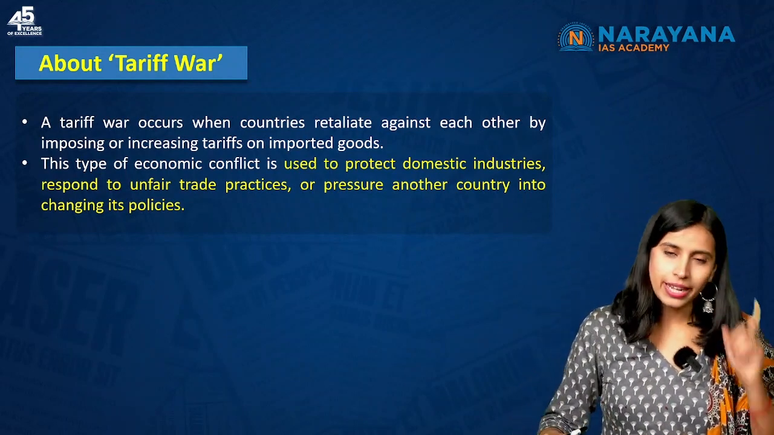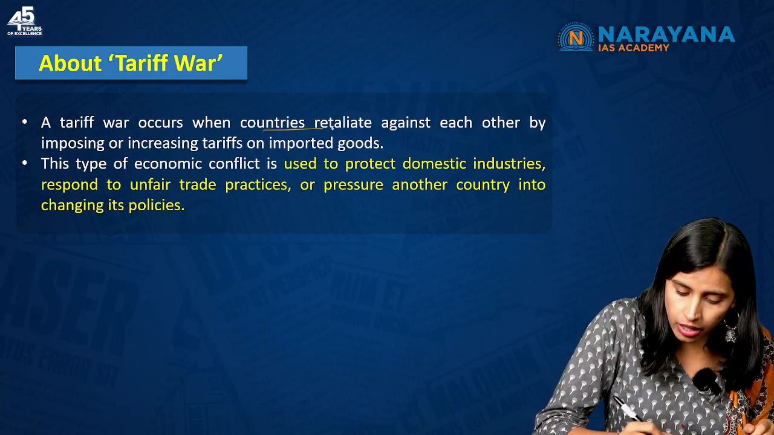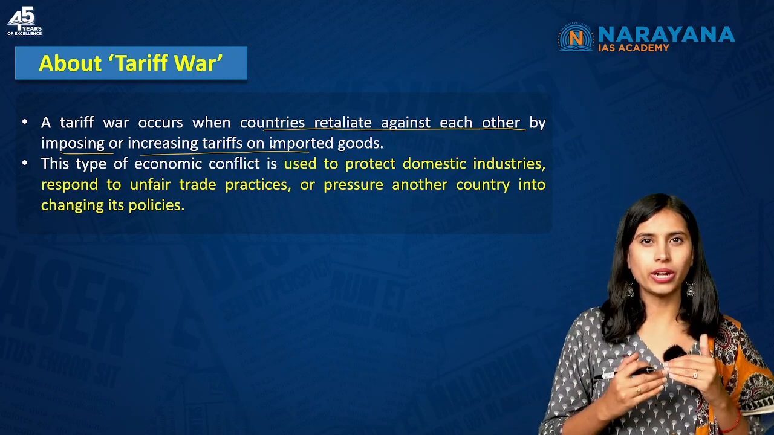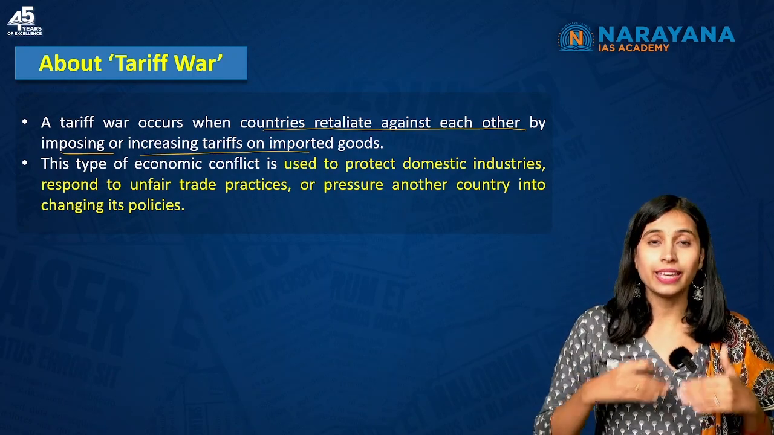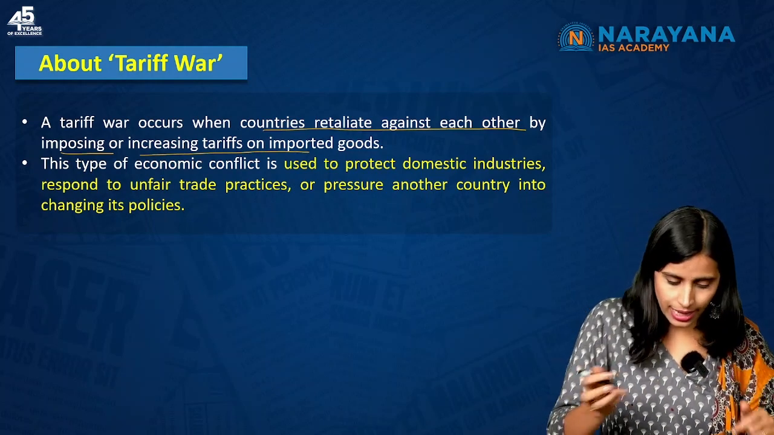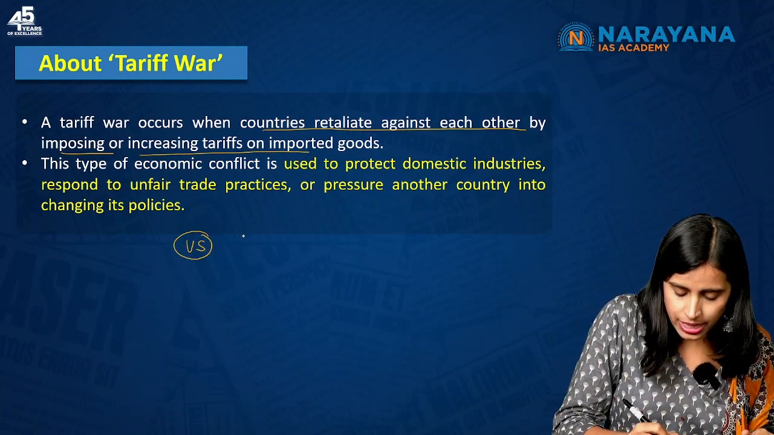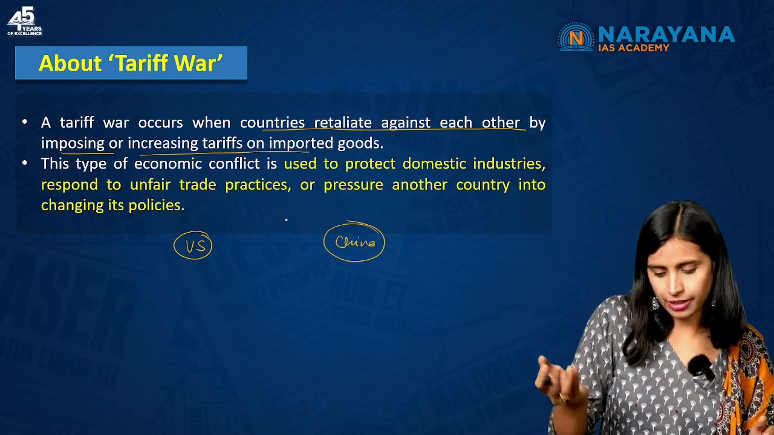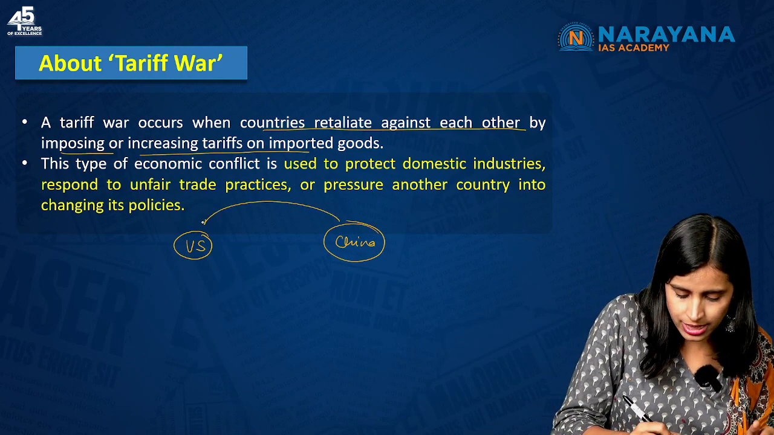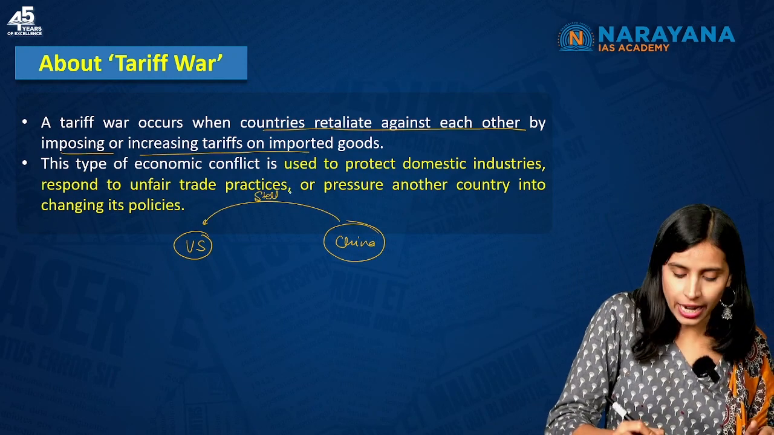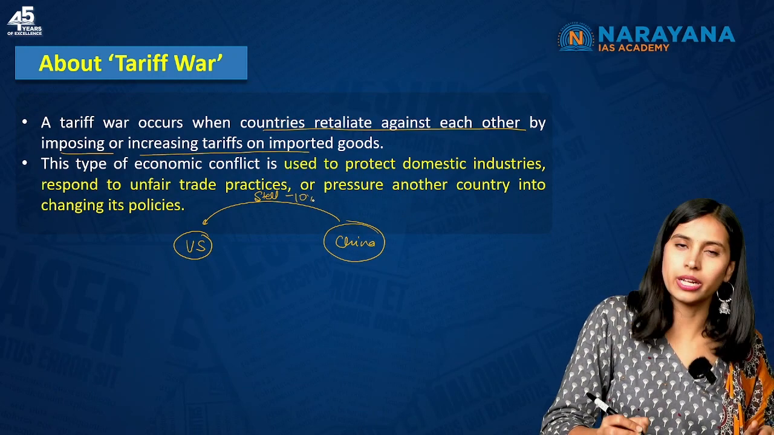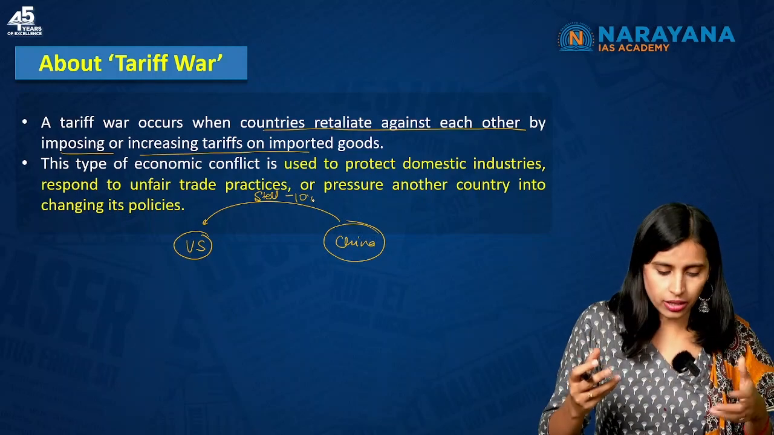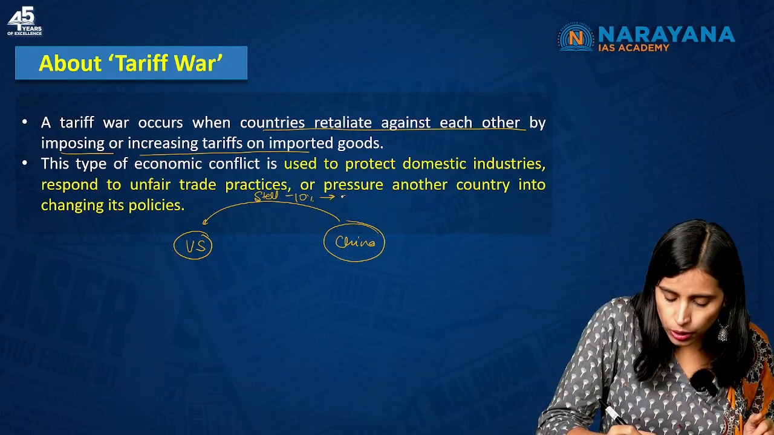Now, what is a tariff war? A tariff war occurs when countries retaliate against each other by imposing or increasing tariffs on imported goods. So whatever they're importing, if as a matter of retaliation they increase tariff on that, that's basically a tariff war. The example over here is, let's say, the US and China. Taking an example, China was exporting steel to the US, and the US had earlier imposed a 10% tariff on this. But as a matter of policy change, or in order to retaliate over some political matter, the US increased the tariff to 20%.